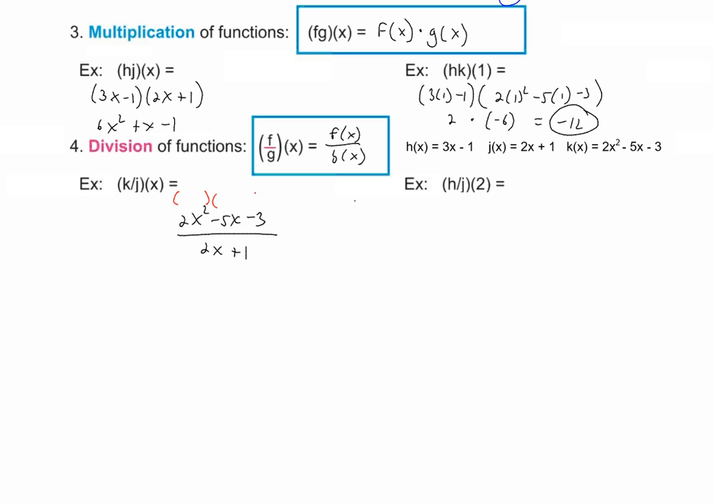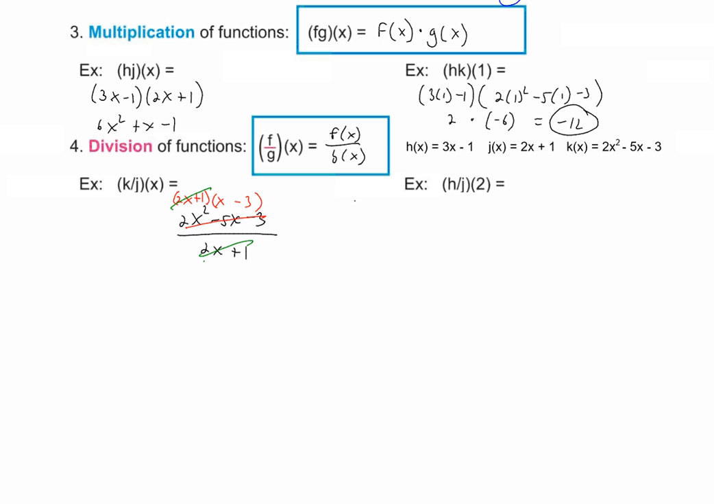Let's see if this top factors. 2x and x. We got to get a negative 5 in the middle. So if I had a negative 3, that would be a negative 6 and a positive 1. That gets me a negative 5 in the middle, right? So that's the correct factorization. And look, oh, it does reduce. This divided by that is 1, and what's the solution? X minus 3. Always be aware of that in division.